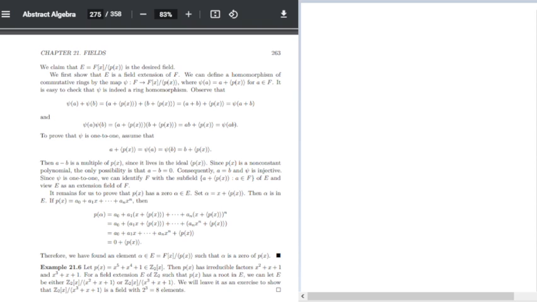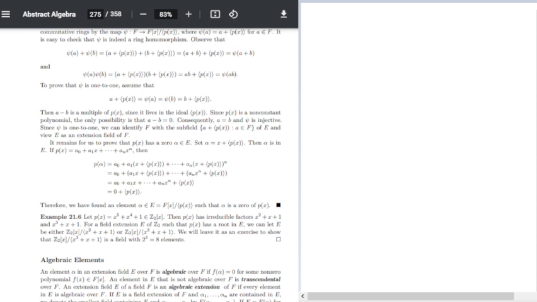Then a minus b is a multiple of p(x), since it lives in the ideal generated by p(x). Since p(x) is a non-constant polynomial, the only possibility is that a minus b is equal to 0, and consequently a is equal to b, meaning that psi is injective. Since psi is 1 to 1, we can identify F with the subfield {a plus <p(x)>} of E and view E as an extension field of F.